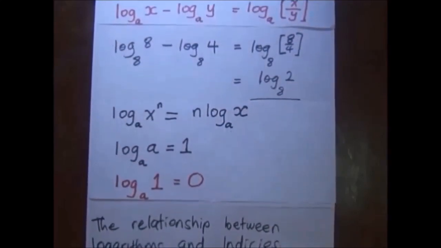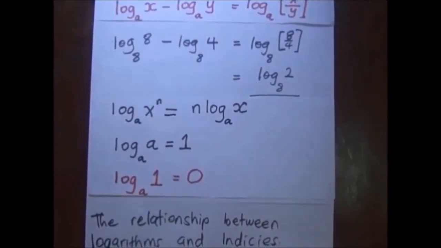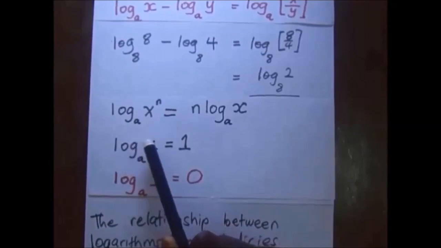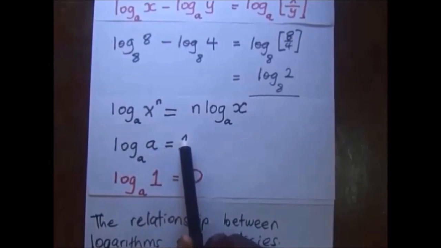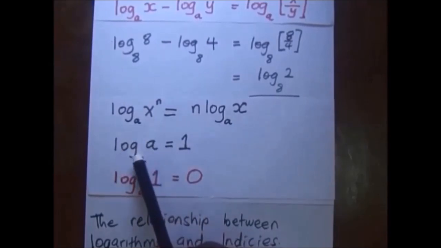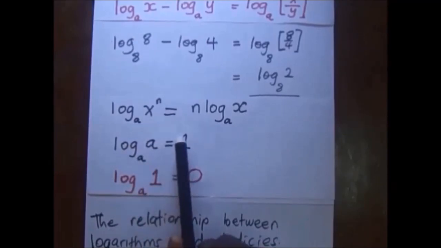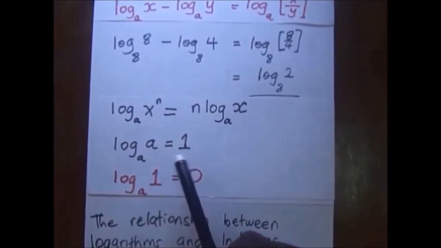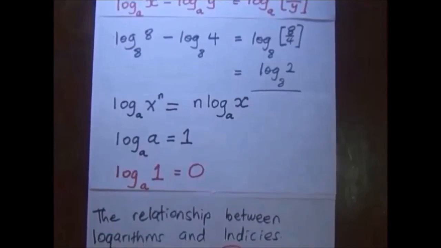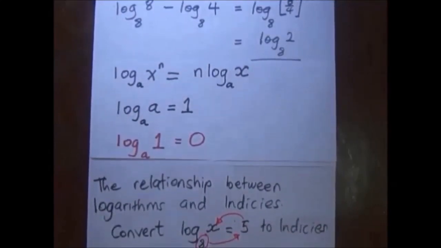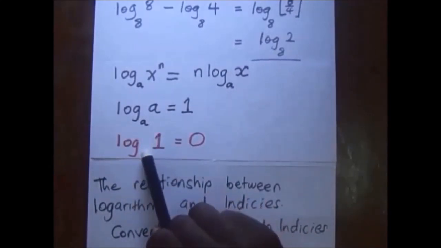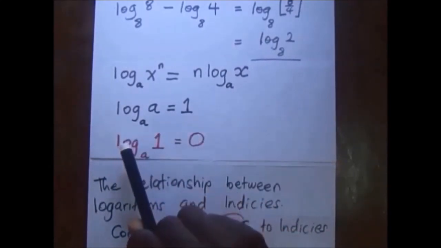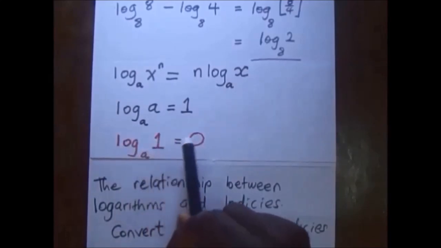If the number and the base are the same, log of 5 base 5, the answer is always equal to 1. If it is log of 10 base 10, the answer is always equal to 1. If it's log of 20 base 20, the answer is always going to be equal to 1. And also, the log of 1 to any base is always going to be equal to 0. If it's log of 1 base 10, it will be 0. If it's log of 1 base 20, it's going to be equal to 0.